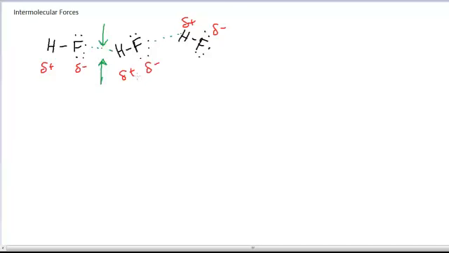Now it turns out in HF, as opposed to HCl, this intermolecular force is much stronger than it was in HCl. This particular intermolecular force is so much stronger than the dipole force we saw in HCl that we've given it a separate name. This second type of intermolecular force is called hydrogen bonding.